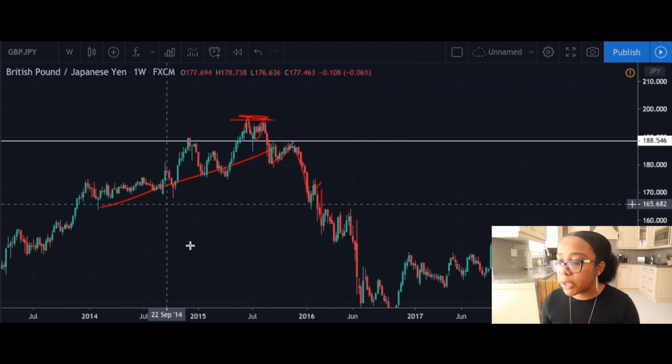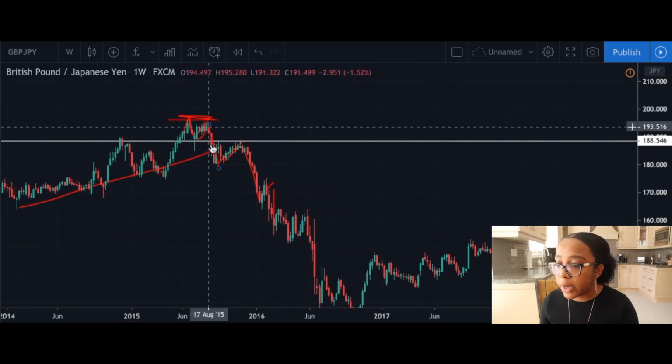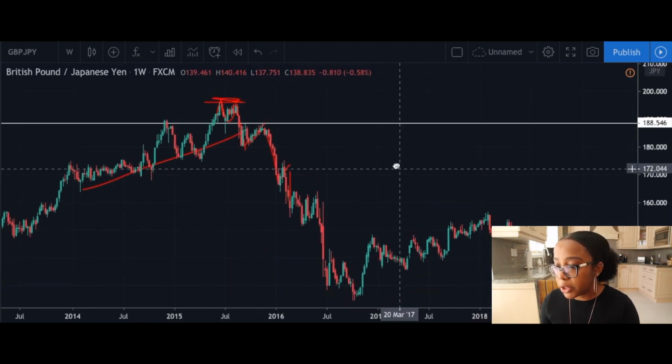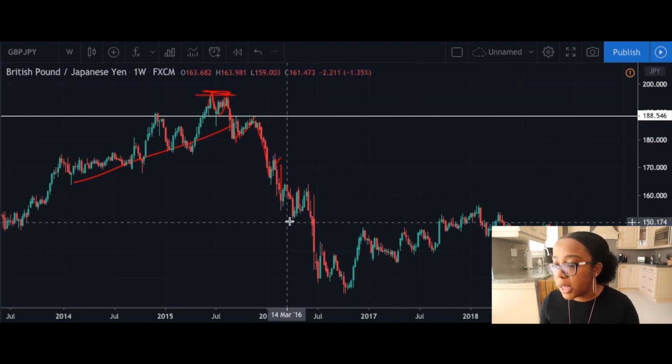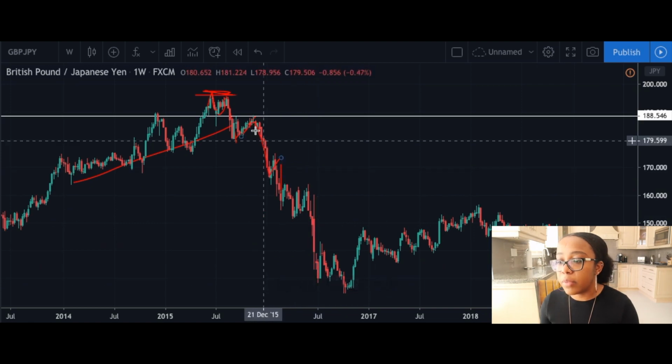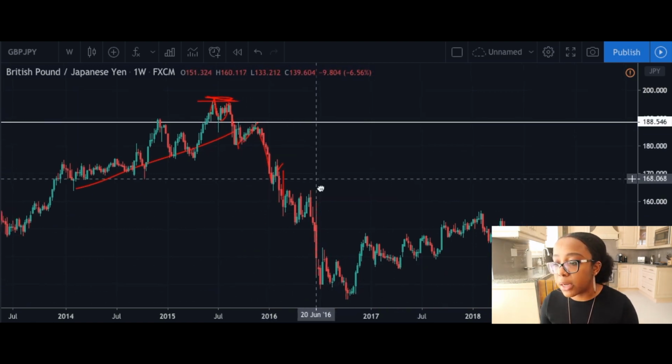So as I was already mentioning about structure, you can see that when price started this bearish rally, it had bearish structure. It was creating lower highs and lower lows, and that just helps to confirm that price was moving in the direction that it was moving in.